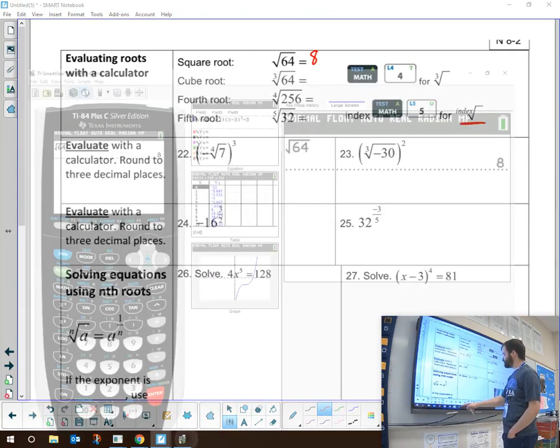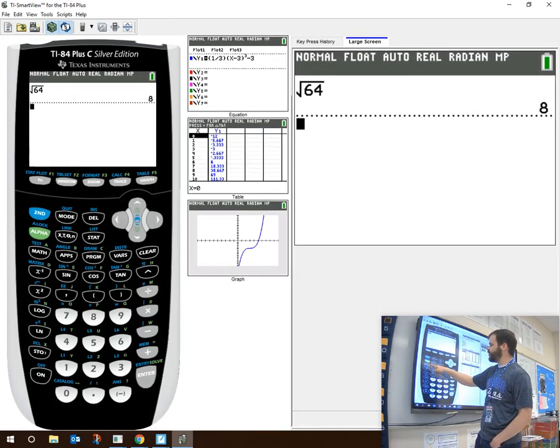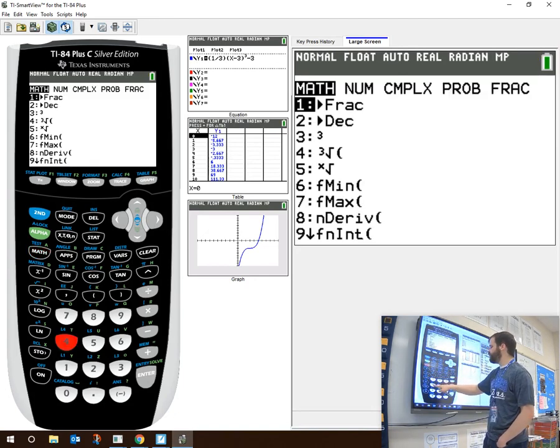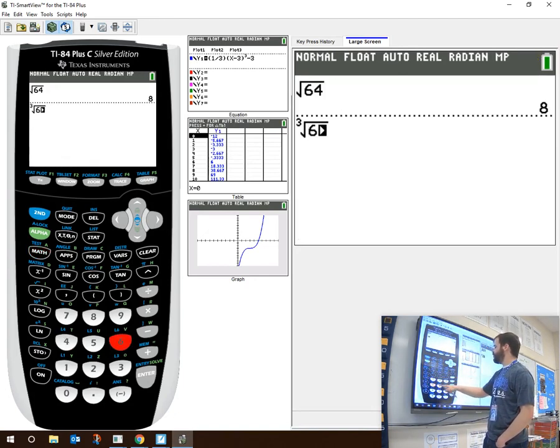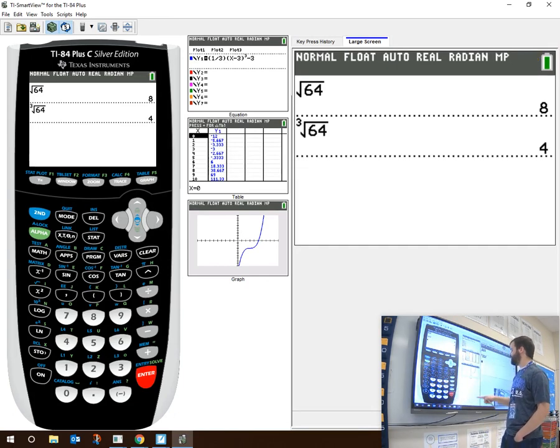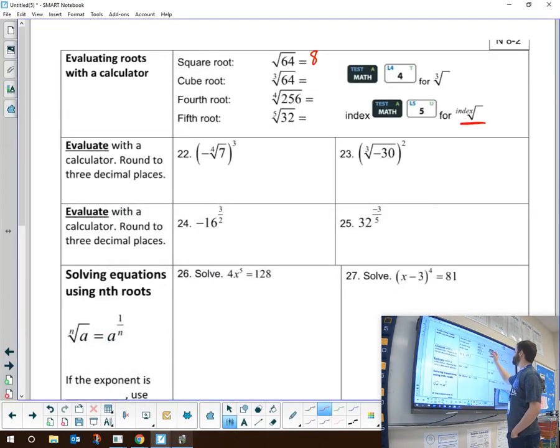What about the cubed root of 64? Okay, let's pull this back up. To get the cube root, I have to go math 4. To get the cube root, I'm going to go 64, hit enter. That equals 4. Easy stuff.